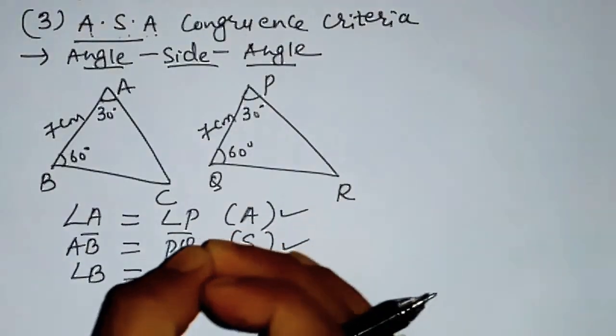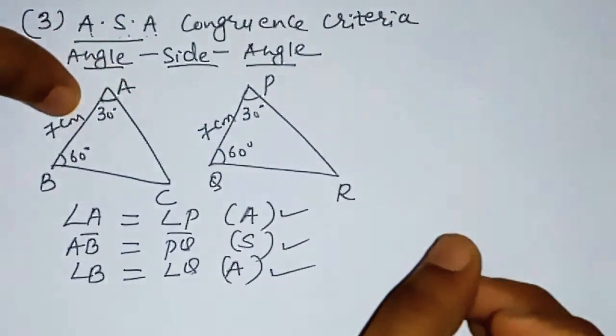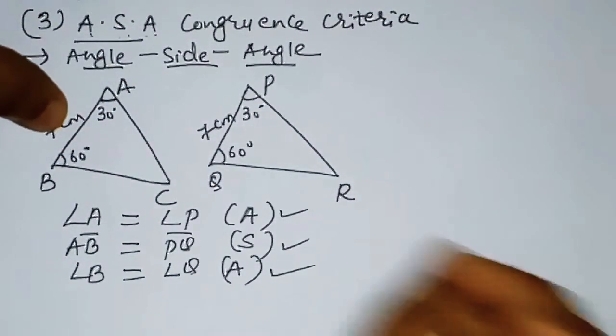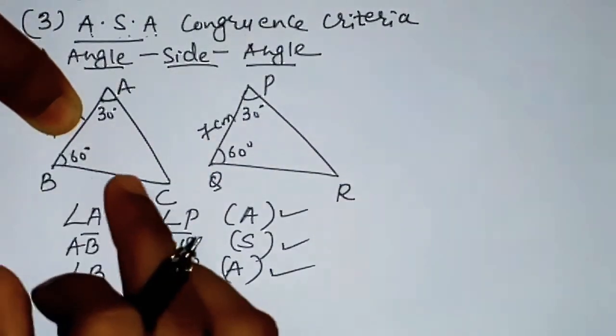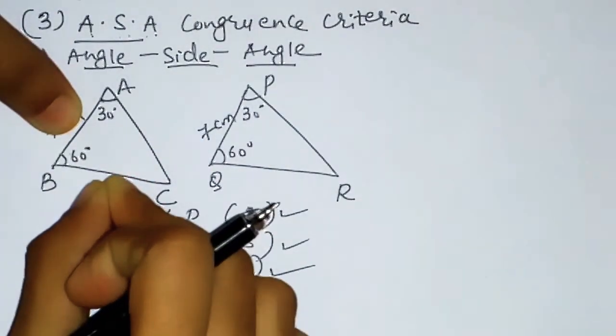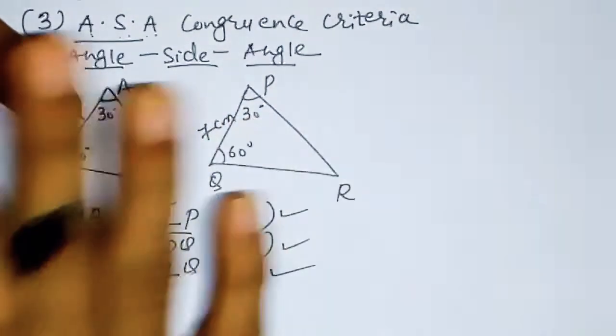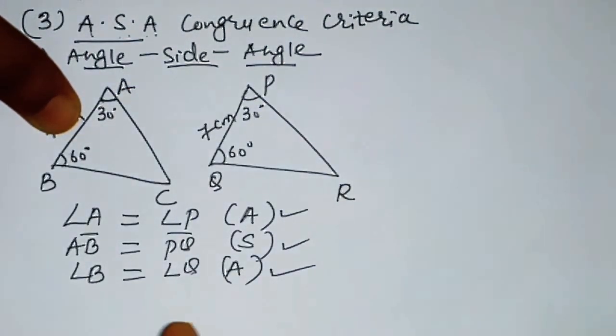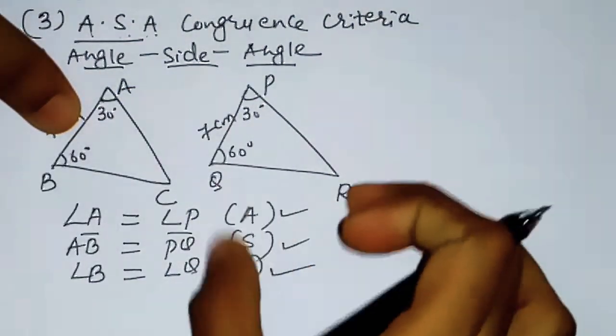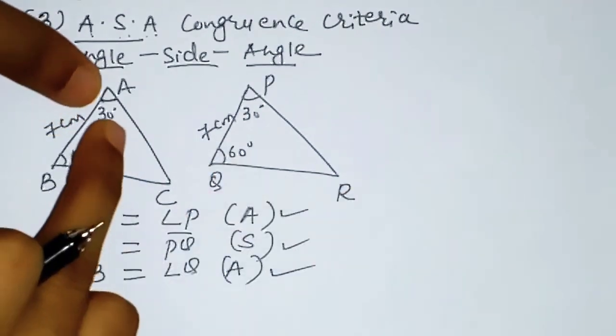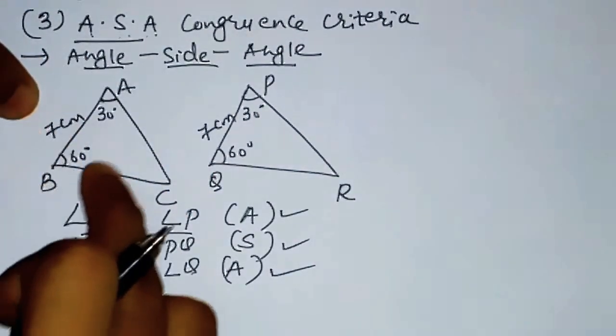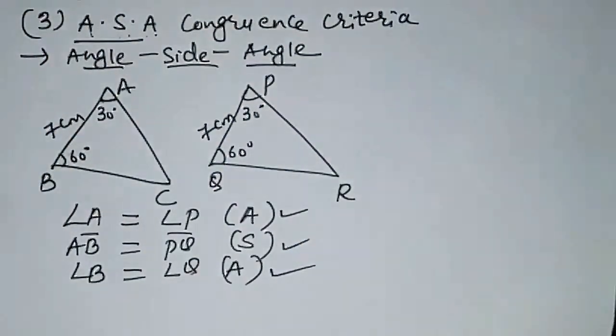Okay, so compulsory the figure should be like this: angle, side, angle. If suppose this side is not given here, if 7 centimeters is given over here, then you will straight away write that no, it is not congruent, because this is the condition: angle, side, angle. So you need to see the figure that it is angle, side and angle. If it is like this, then only the triangles are said to be congruent.